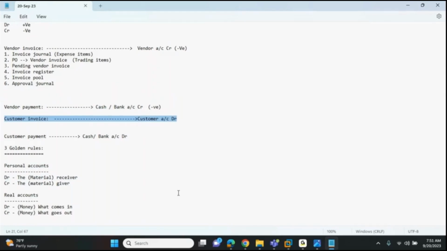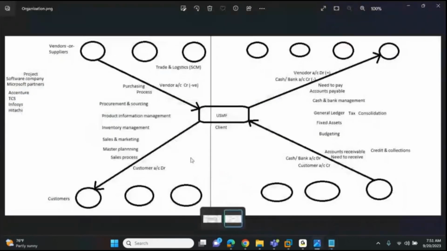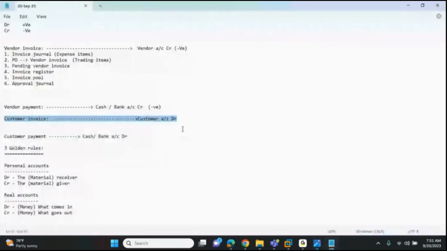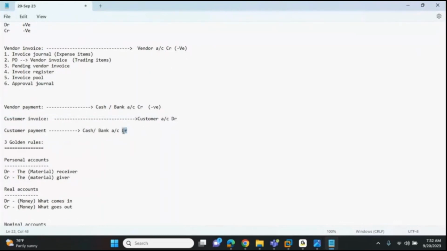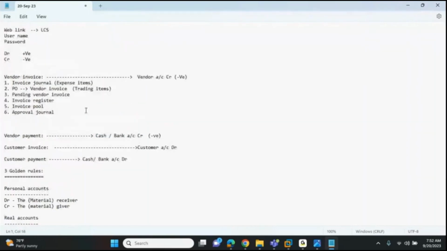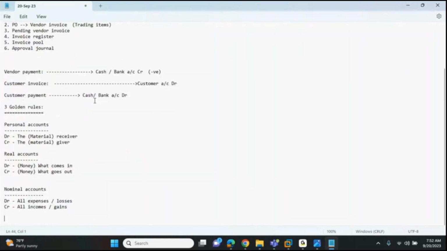And here, the personal account, the receiver. My money is with the customer. When I do a customer invoice, I am delivering material to the customer and I need to receive money from the customer. So my money is with the customer, so it is a debit. Once I receive the money, my bank balance will be increased. It is debit. As I told you, debit means positive, credit means negative.